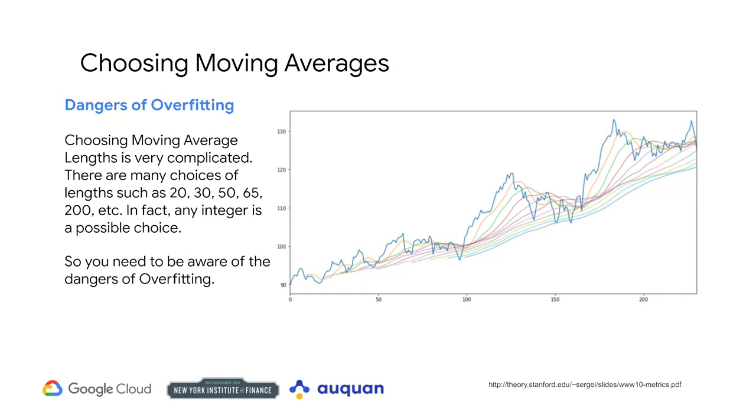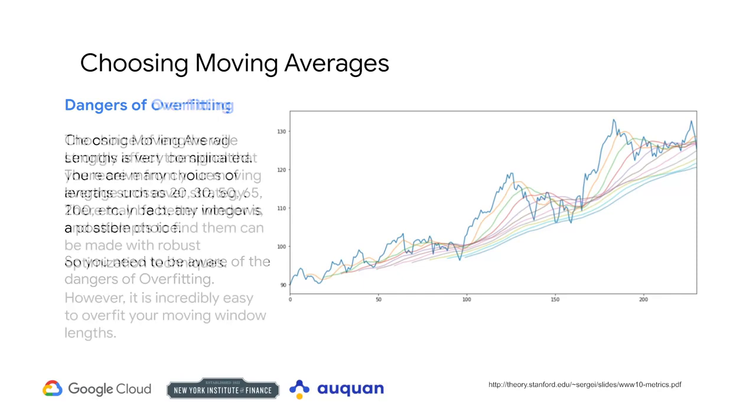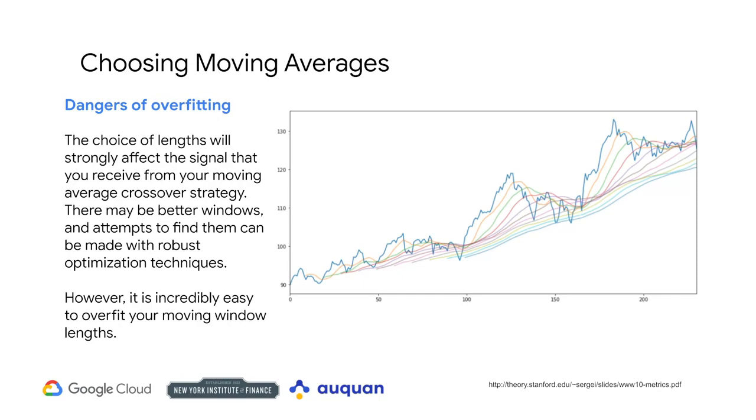This is known as overfitting, and you need to be aware of the danger of overfitting. What works in one time period may not work in another time period, even for the same stock. The reason is the choice of lengths will strongly affect the signal you receive from your moving average crossover strategy. There may be better windows, and you can attempt to find them with robust optimization techniques. However, it's incredibly easy to overfit your moving window lengths.